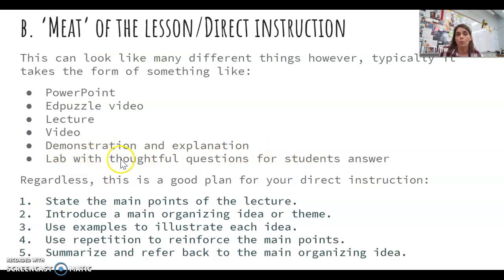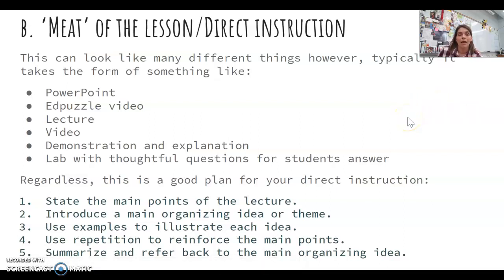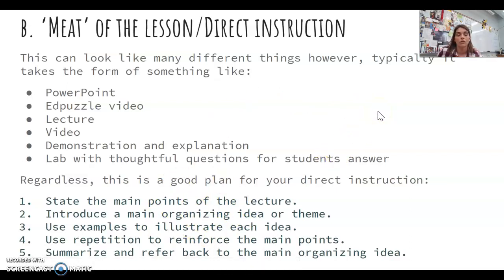So you'll want to be well prepared for the review so kids are getting the information that they need from the lesson. Regardless of the good plan for your direct instruction, this is kind of the process that you would go through. Okay, so state the main points of the lecture, introduce a main organizing theme, use examples, use repetition, summarize. All of these things are a good plan for the meat of your instruction.